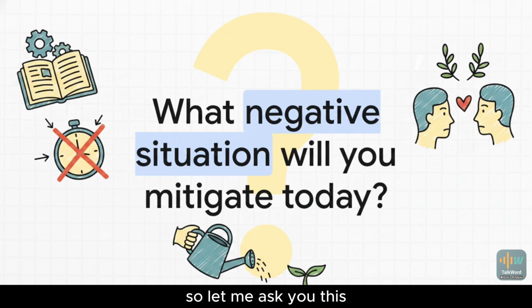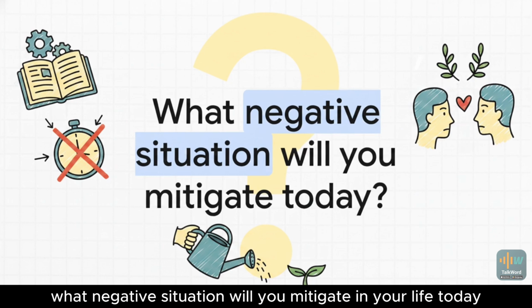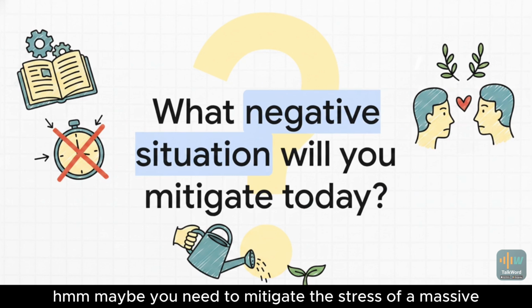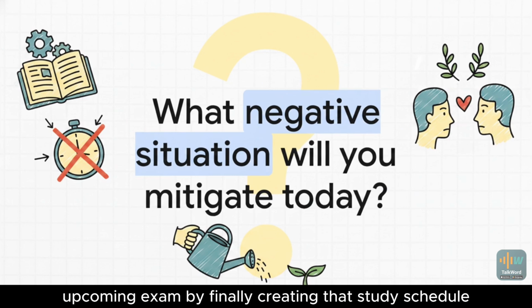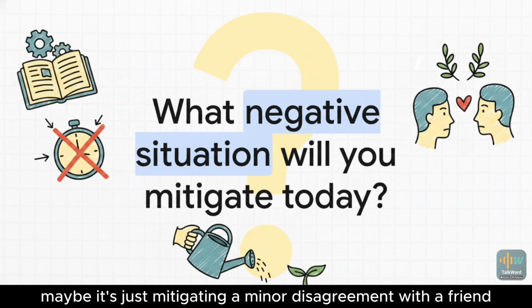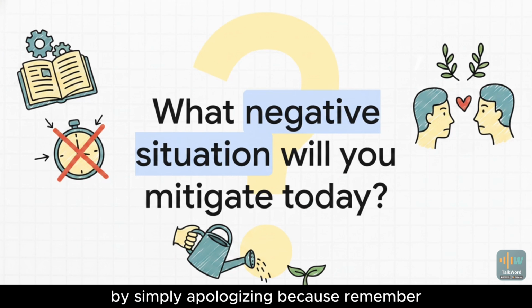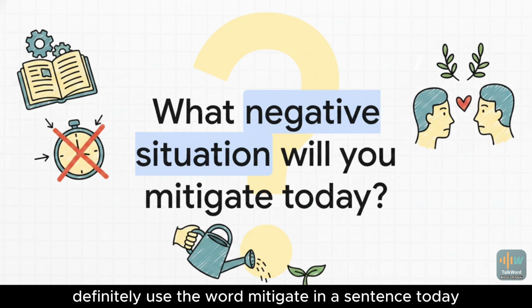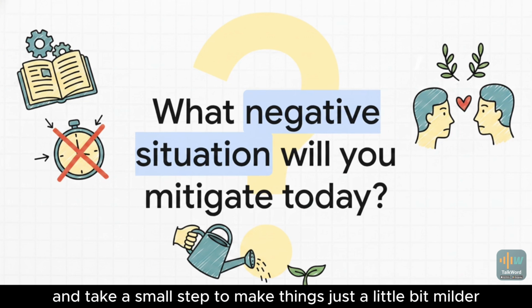So let me ask you this. What negative situation will you mitigate in your life today? Maybe you need to mitigate the stress of a massive upcoming exam by finally creating that study schedule. Or maybe it's just mitigating a minor disagreement with a friend by simply apologizing. Because remember, language is meant to be lived, not just memorized. So get out there, definitely use the word mitigate in a sentence today, and take a small step to make things just a little bit milder.